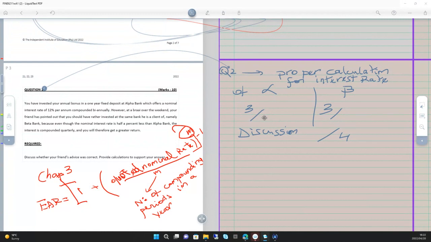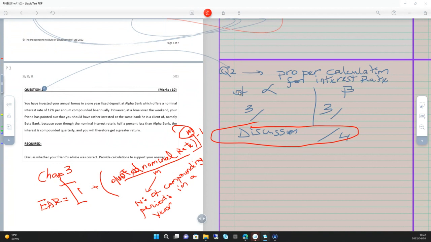I got a question from one of you asking whether we need to make up some of the bonuses. No, this is just basically a clear example of what interest rate is the best, and then your discussion, which will be 4 marks here, will just basically provide if your friend's advice was correct.